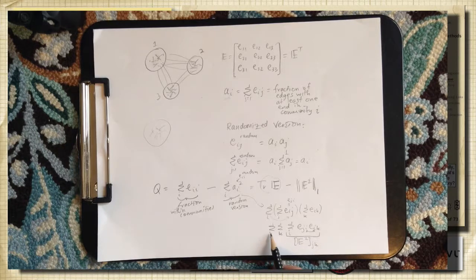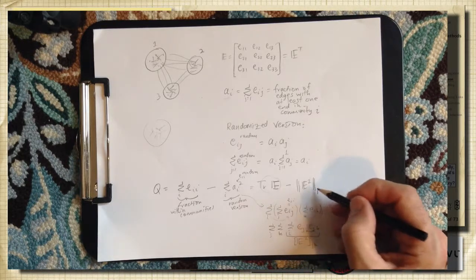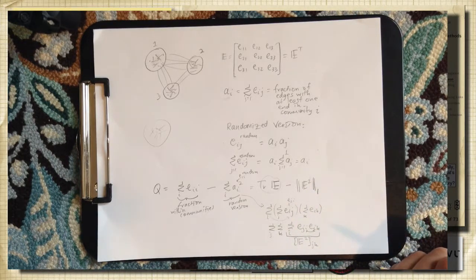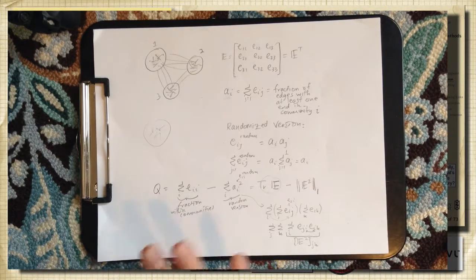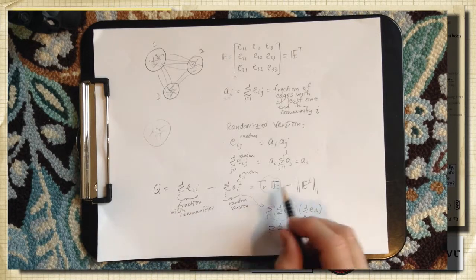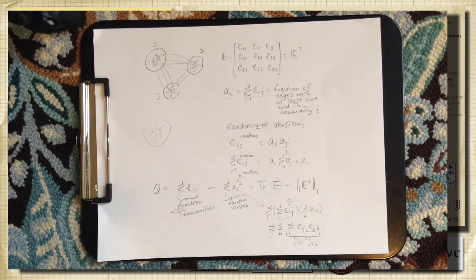And then it's the sum over j and k, so that means it's actually the sum of all of the entries. So it's what we might call the 1 norm of E squared. So you compute E squared and then just sum up all the entries. Okay, so that's a nice way of representing that, and that is arguably one of the simplest measures of modularity.